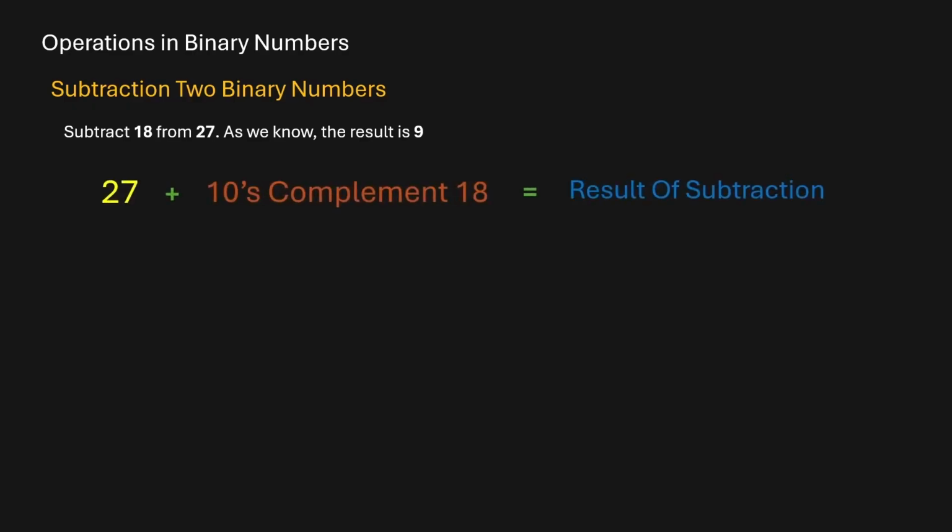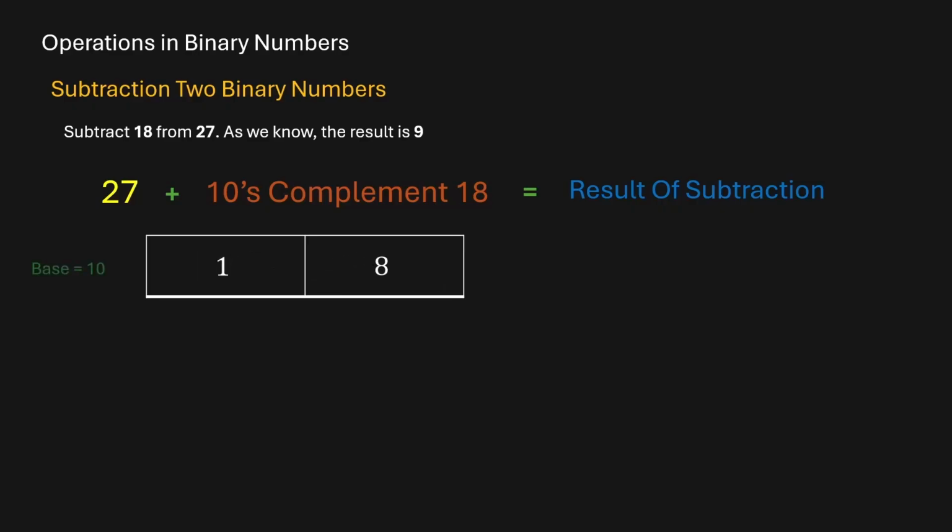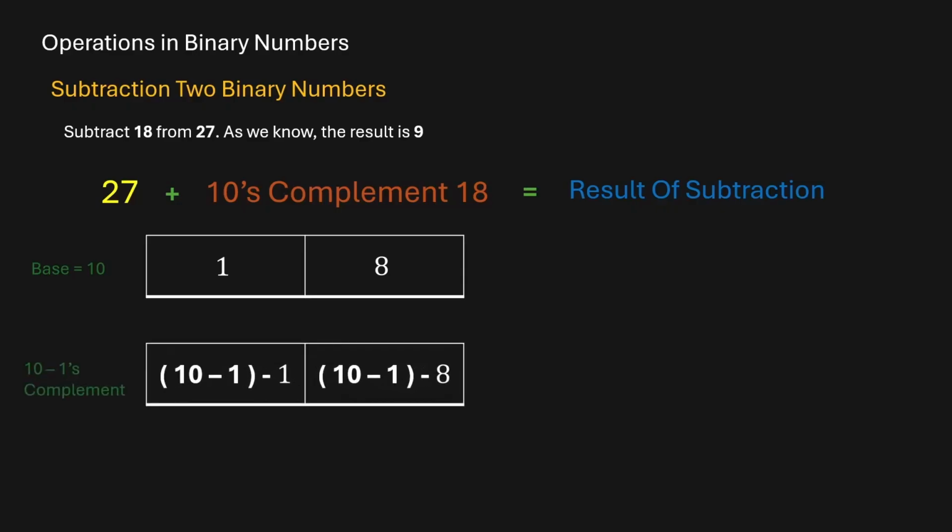Okay, let's first give an example in base 10. Suppose we want to subtract 18 from 27. As we know, the result is 9. However, a computer does not understand subtraction in the way we do. A computer can only perform addition. Therefore, to do this, we have to add 27 and the tens complement of 18 in order to obtain the result of the subtraction. To find the tens complement of 18, we first calculate its (r-1)'s complement as follows.